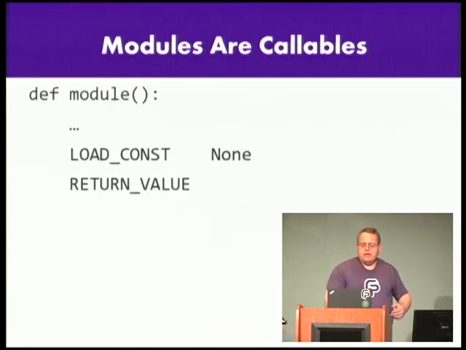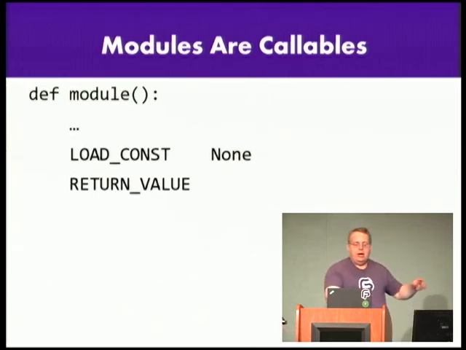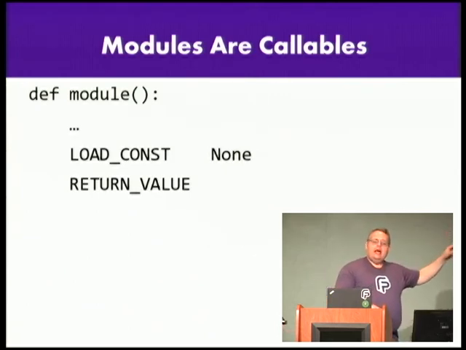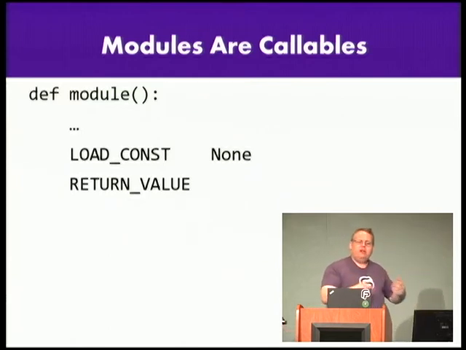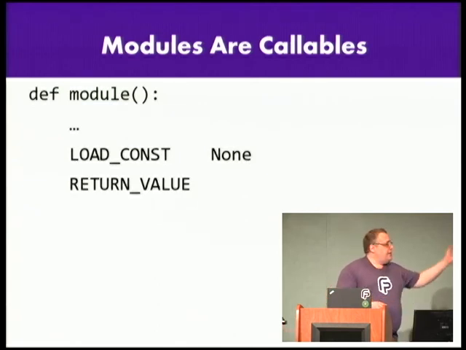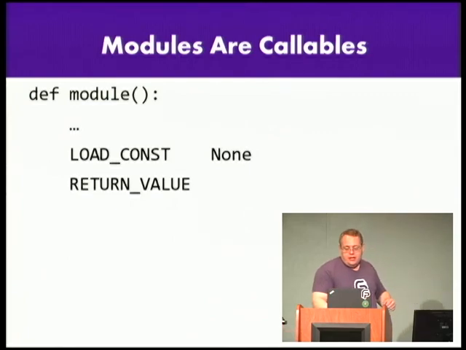What does that look like? It doesn't look like much. If this was a module, all of your code would be in there. And then at the end, we're going to return none, because every callable object in Python always returns something. Modules don't return anything interesting, so it just returns none. And it doesn't take any parameters, because modules are not parameterizable.